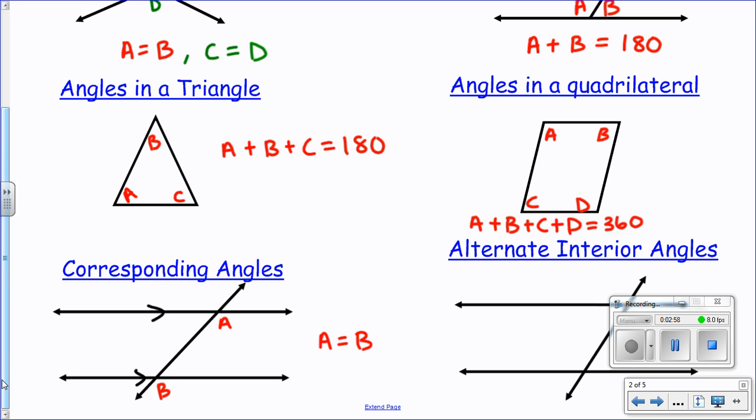Another example of corresponding angles could be C and D here, or you could have E and F. All of those are examples of corresponding angles. So C equals D, and E equals F.